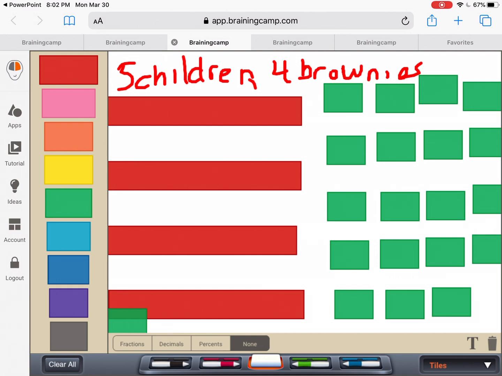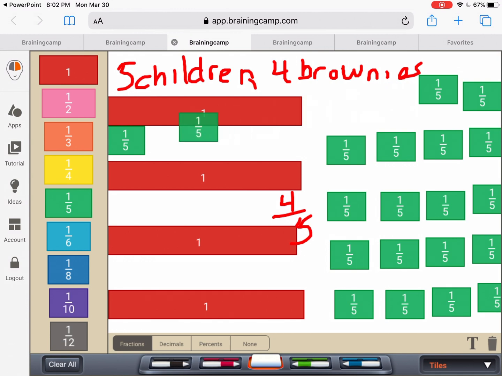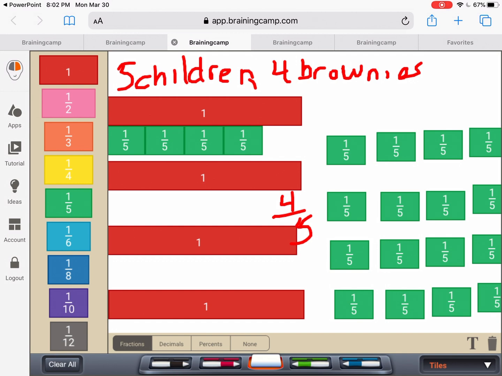And then so we said those are 1/5 pieces. Let's see if that's, it sure is. And so how much of a brownie did they get? They got 4 1/5 pieces or 4/5. They sure did. So I can show that. They got 4/5 of a brownie. So right there, 4/5 of a brownie. Nice. So make sure you write that down somewhere.